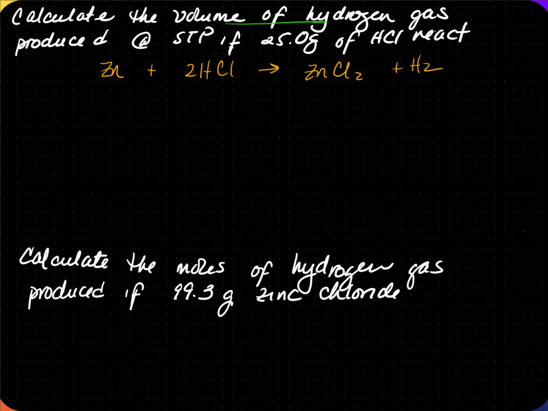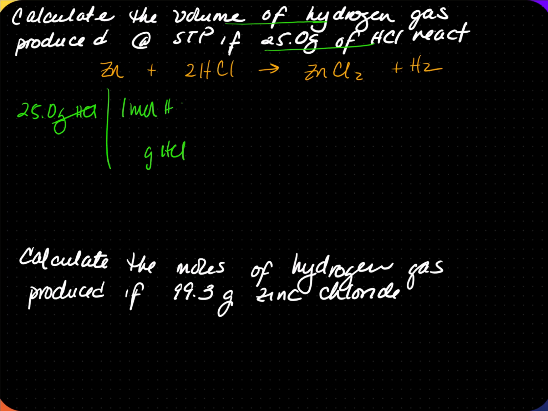So in this problem, we want the volume of hydrogen at STP when we start with 25 grams of HCl. So we're going to start with what's given. Diagonal units have to be the same. Grams of HCl, grams of HCl.